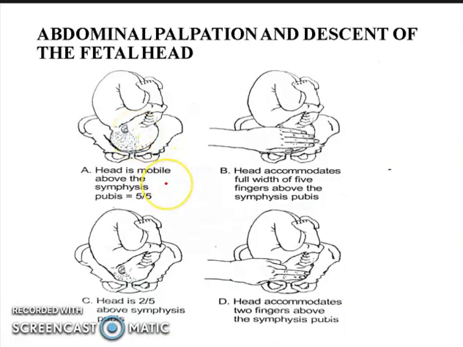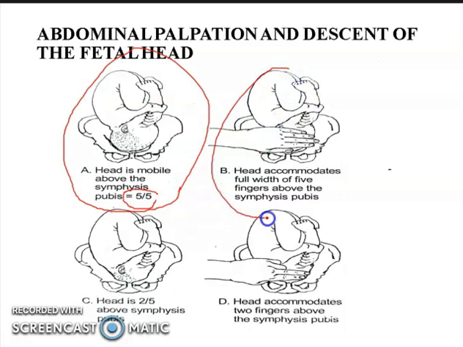During labor, you are going to be carrying out an examination or assessment of the progress of labor. And one of those assessments that you'll be carrying out is abdominal palpation, and you are going to be recording that information on a partograph. So in the first diagram here, the first image A, we have an example where the head is mobile above the symphysis pubis, and you record it as 5/5. What this means, as explained in B here, is that the head accommodates the full width of 5 fingers above the symphysis pubis, and is demonstrated here.